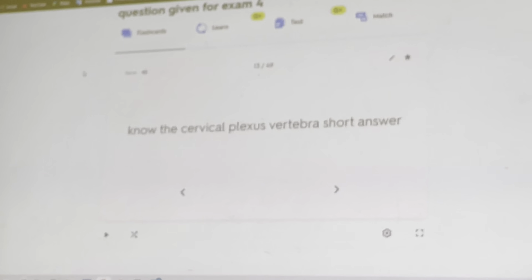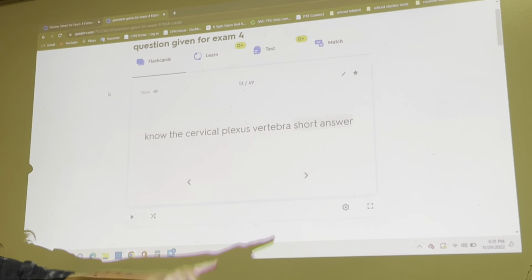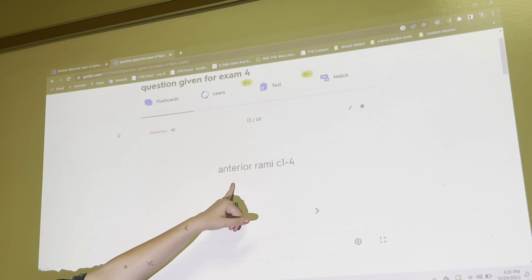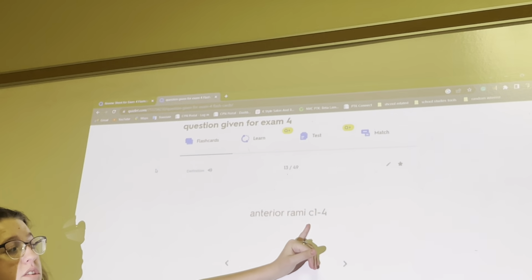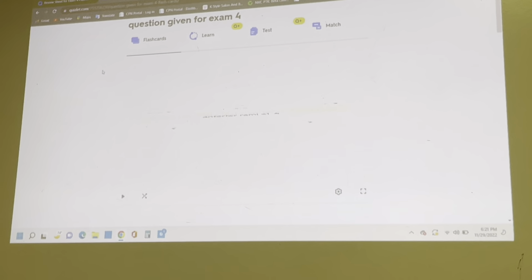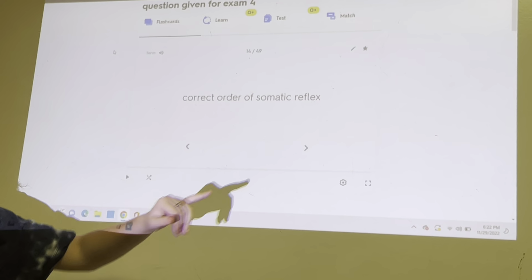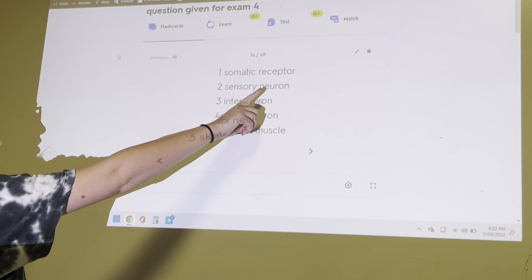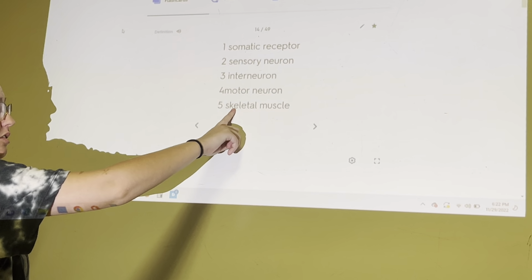Awesome. Alright, know the cervical plexus vertebrae short answer. So this is going to be a short answer in the quiz. It's the anterior rami of C1 to C4. Alright, correct order of the somatic reflex: the somatic receptor, the sensory neuron, the interneuron, the motor neuron, and the skeletal muscle.